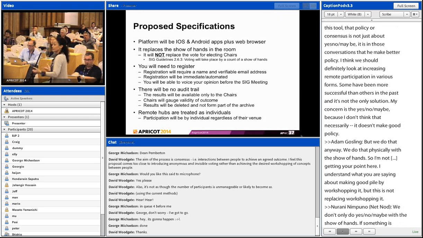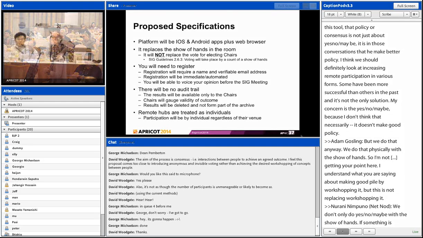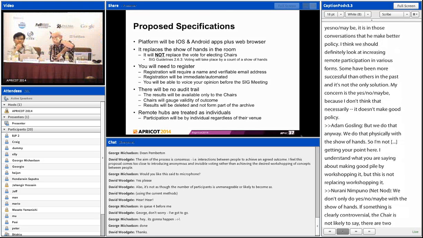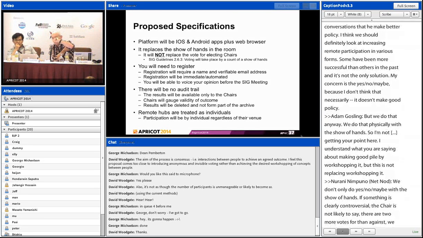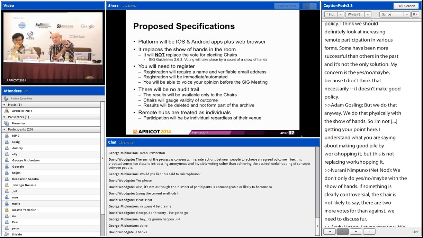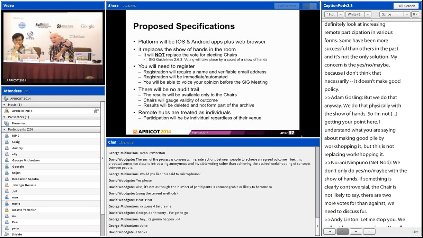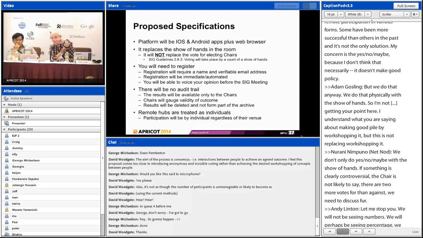Now, let me stop you. We will not be seeing numbers. We'll perhaps be seeing percentages. Now, we see numbers now. Let's not pretend any other way. We don't call it a vote, but we see numbers.